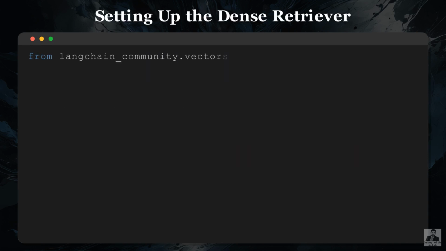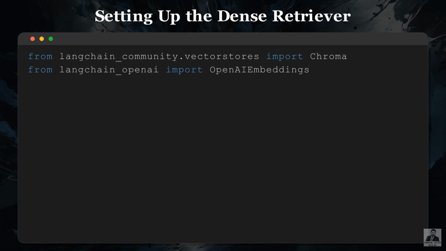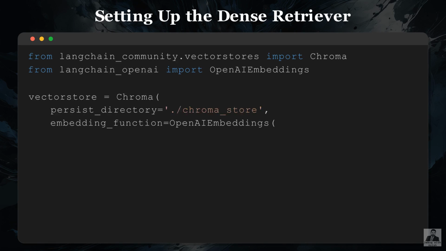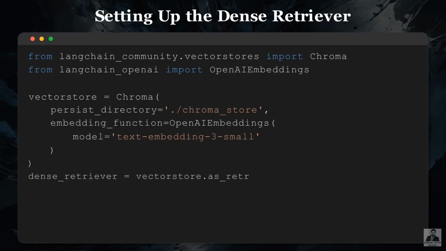We load the dense semantic retriever the same way we did in episode 4. We point chroma at the persisted store and create a retriever with K equal to 4. Now we have 2 retrievers. The BM25 retriever that is excellent at exact keyword matches, and the dense retriever that is excellent at semantic similarity. The next step is to merge their results intelligently.